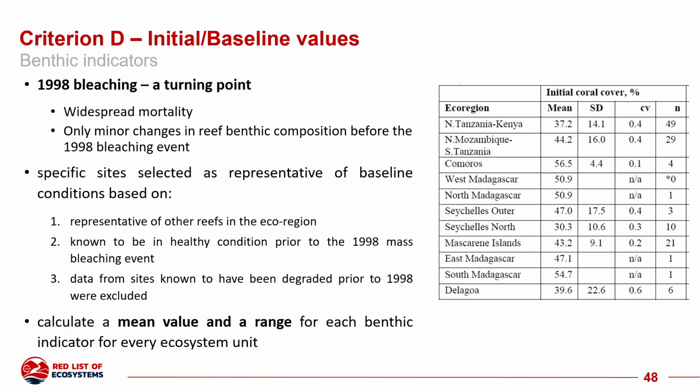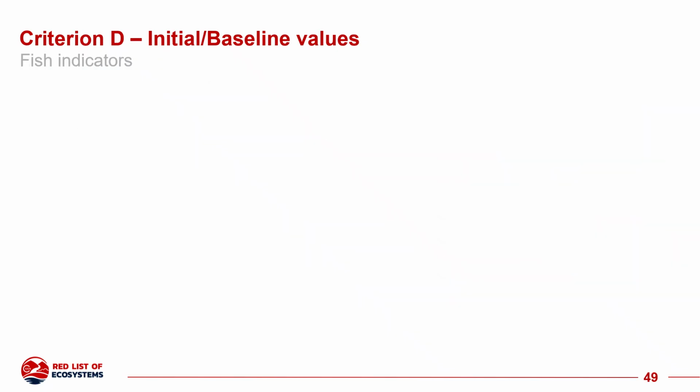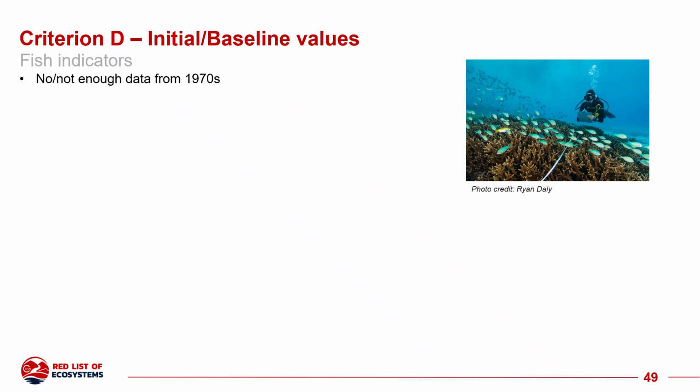Now let's focus on how to establish baseline values for the fish indicators. As with the benthic indicators, it may be challenging to get quantitative monitoring data on reef fish populations going back 50 years. In the Western Indian Ocean, for example, no long-term datasets existed for parrotfish or grouper abundance from the 1970s. If you do have long-time series data for some sites, you could attempt to hindcast and estimate what fish populations looked like 50 years ago.